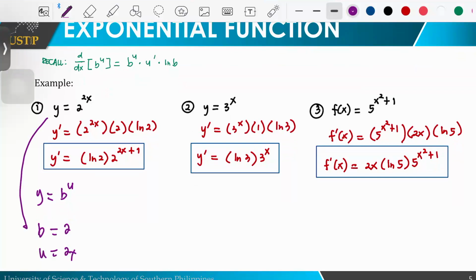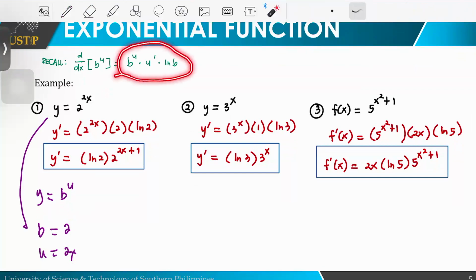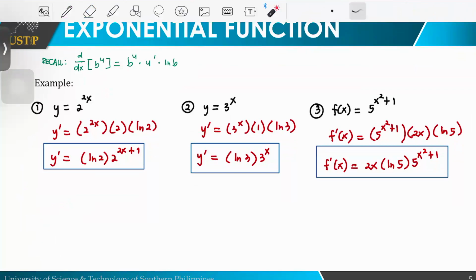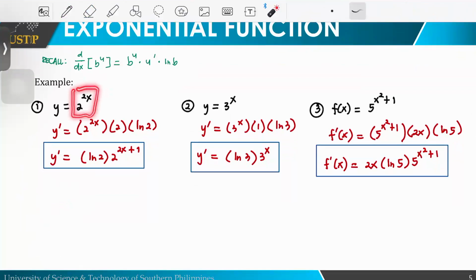Now, isulat nato ang formula para lang makita ninyo. Okay? You will have this expression. So, meaning, copy b to the u, copy na to tanan. So, that's why you have 2 to the 2x, okay, and then get u prime, the derivative of 2x, which is 2, okay, and then ln b na dayon, ln of this base, so ln 2, okay, and then simplifying that, you will have ln 2, pwede na ipakilid diri class.